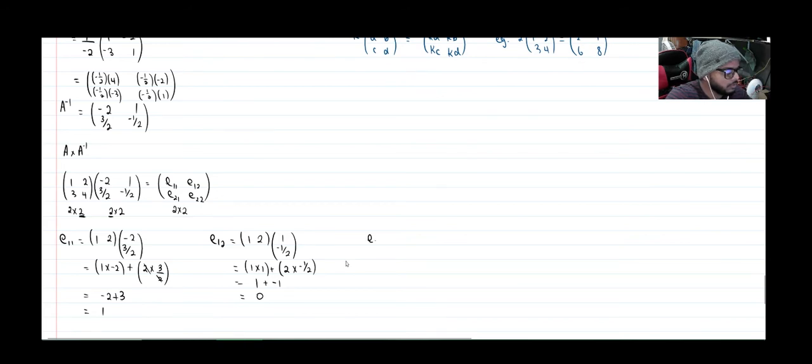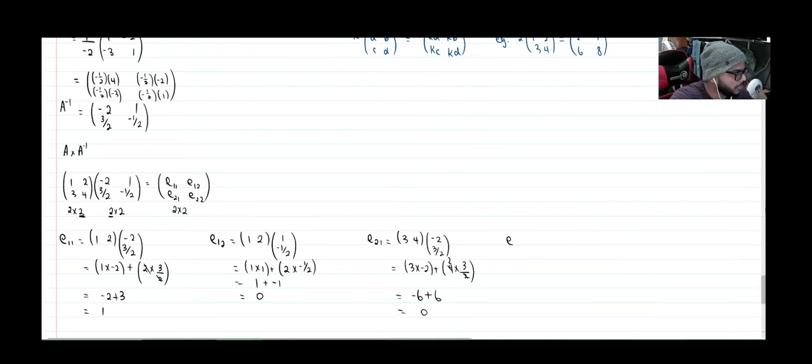E21: second row, first column. First by first plus second by second, that is minus 6 plus 2 into 4 is 2, 3 2s are 6. Minus 6 plus 6 is 0.